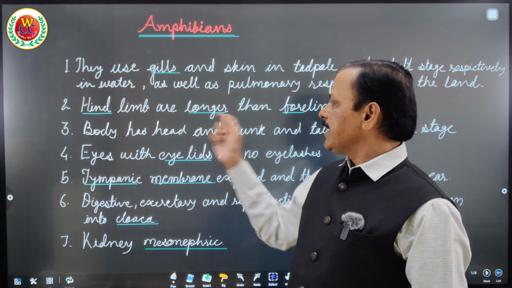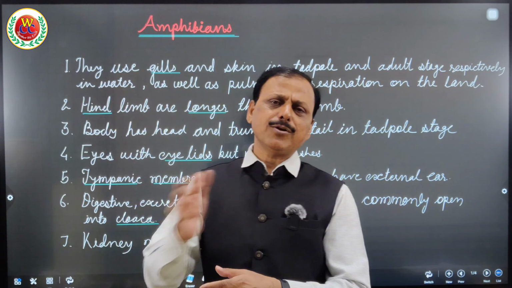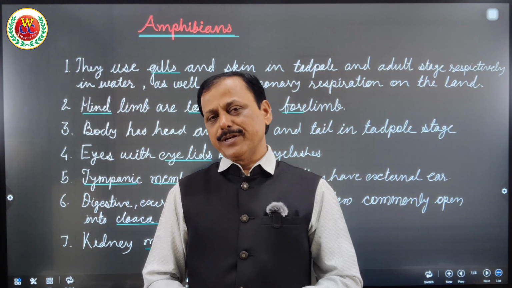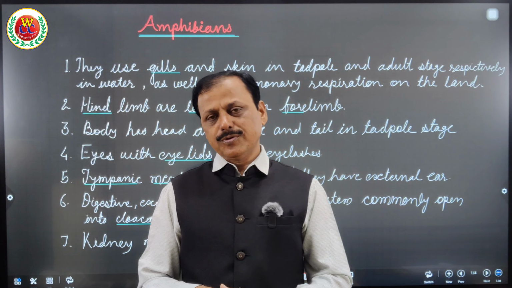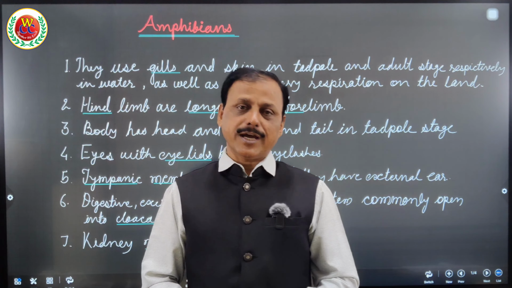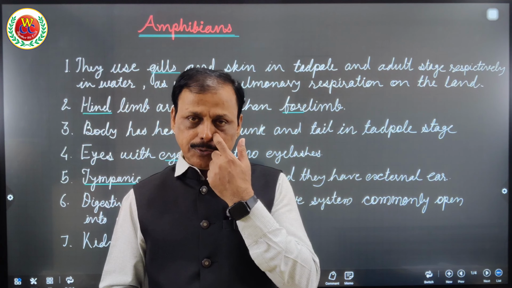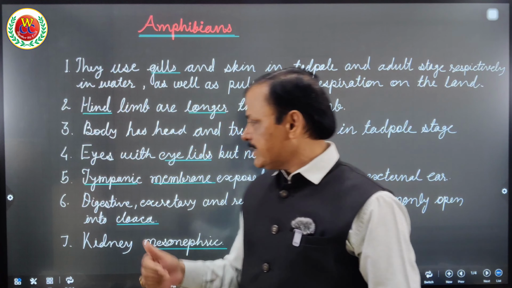Second point, their hind limbs, the backside limbs, are much longer than the forelimbs, to jump. That is called hopping movement. So they hop, taking long jumps either to save themselves from a predator or to catch prey. Third point, the body has a head and trunk, no tail. The tail is present in the tadpole stage. This is general.